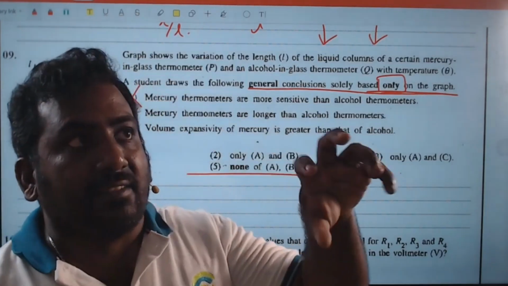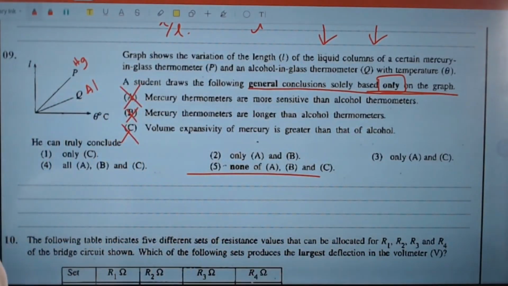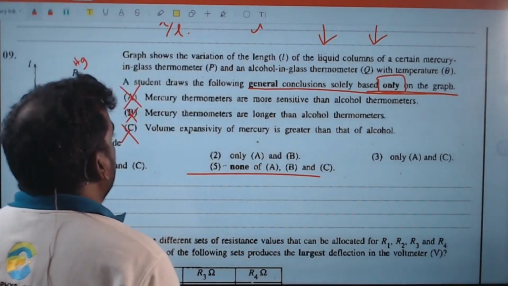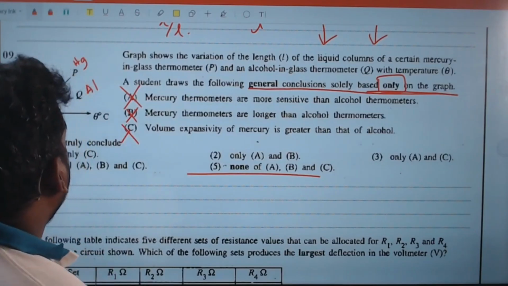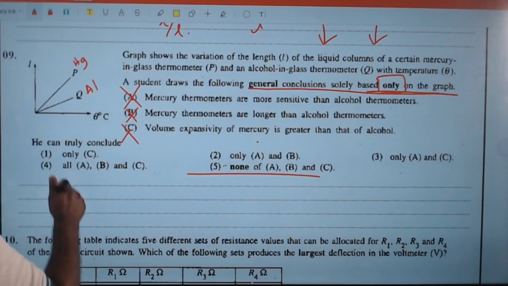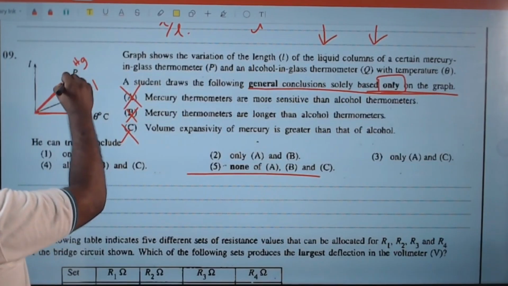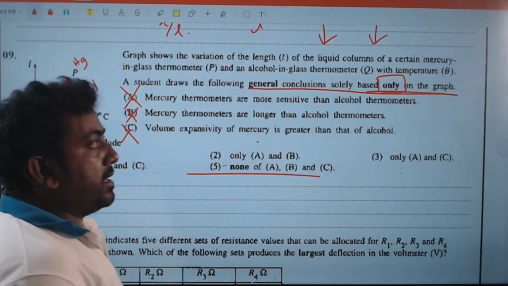Alcohol is more sensitive than mercury because it has high expansivity. We can say that for a given temperature, the expansion of mercury is higher.